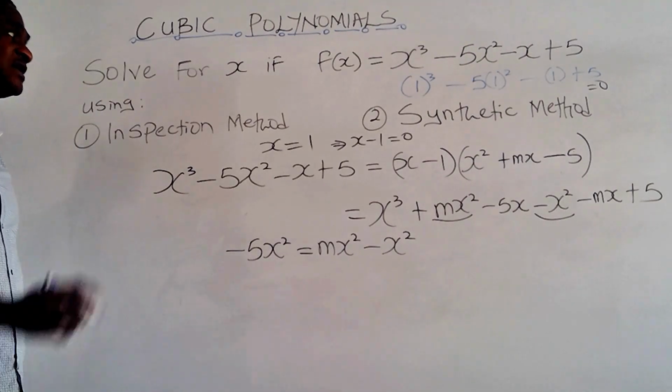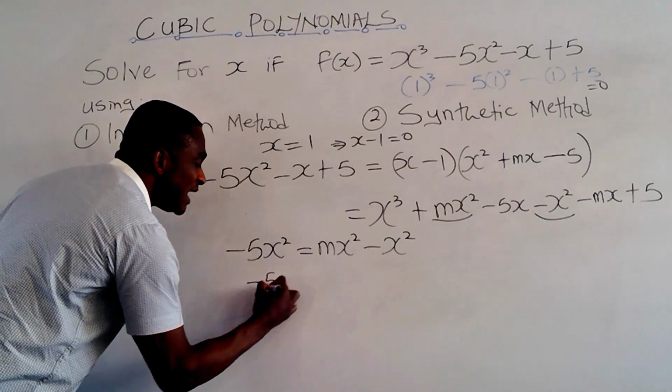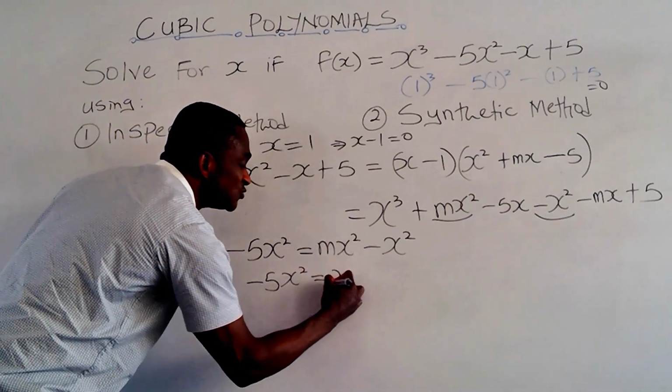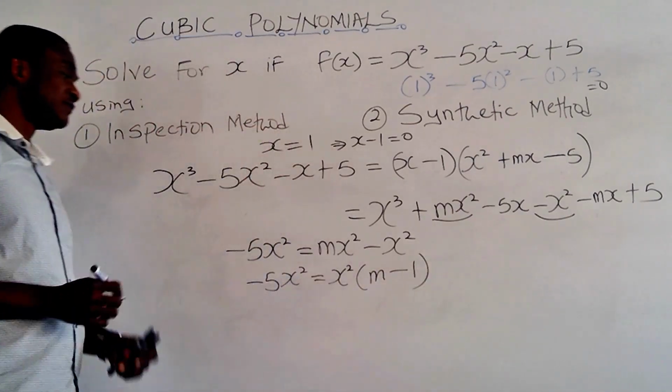What do I do next? Factorize, so that we can eliminate x squared. Remember, you can't solve for 2 unknowns at the same time. So I have n minus 1 here.